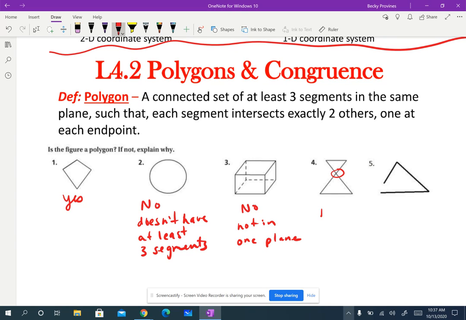So no. Come on, pen. Actually, it does. Intersects not at the midpoint, or not at the endpoint.